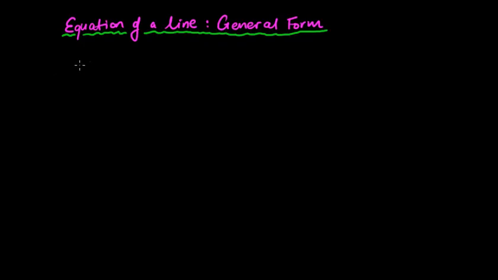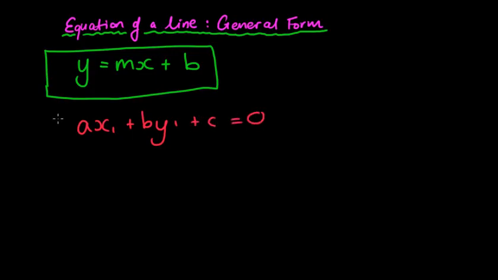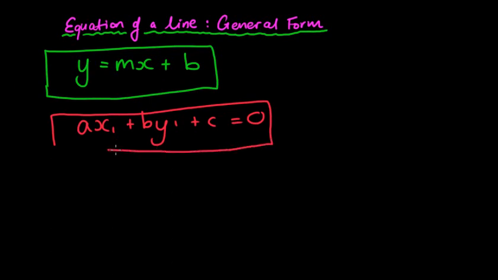By now you will have looked at the gradient and y-intercept formula for the equation of a straight line, which is y equals mx plus b. The general form is slightly different. The general form asks you to write in the terms of ax plus by plus c equals 0. The good thing is, guys, you don't really need to remember that particular formula.